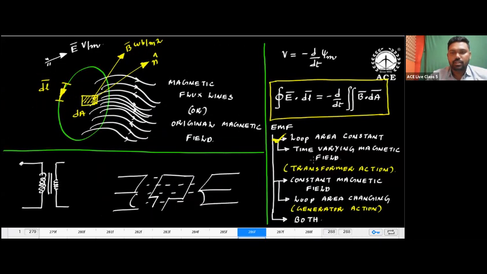Now let us talk a little bit about this generator action also, where the loop is rotating and the magnetic field is constant, which is helpful for your electrical engineering. It is called generator action or rotation action or motor action. Yes, what is the generator action, beta?